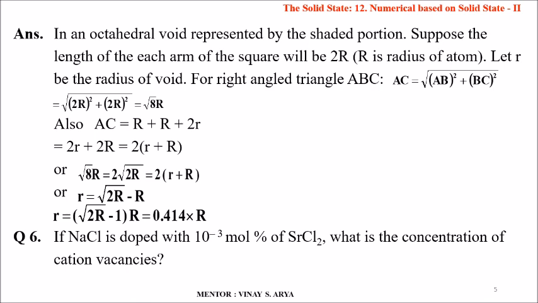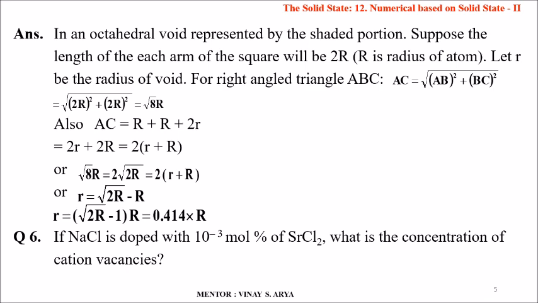Here the diagram is not there. Suppose the length of each arm of the square will be twice capital R, because capital R is the radius of the atom. Let small r be the radius of the void. For the right angle triangle ABC, which we have considered there in the diagram, AC is equal to the square root of AB square plus BC square. So twice capital R square plus twice capital R square, that is equal to root 8 capital R. And we know that AC is equal to twice capital R plus twice small r.